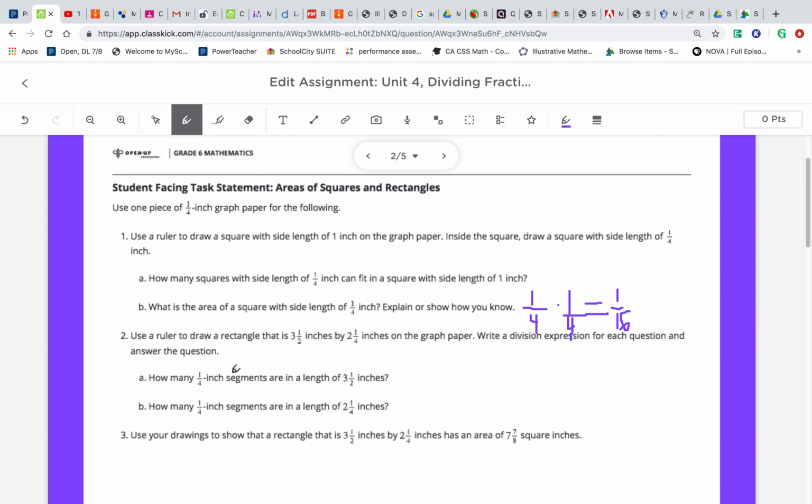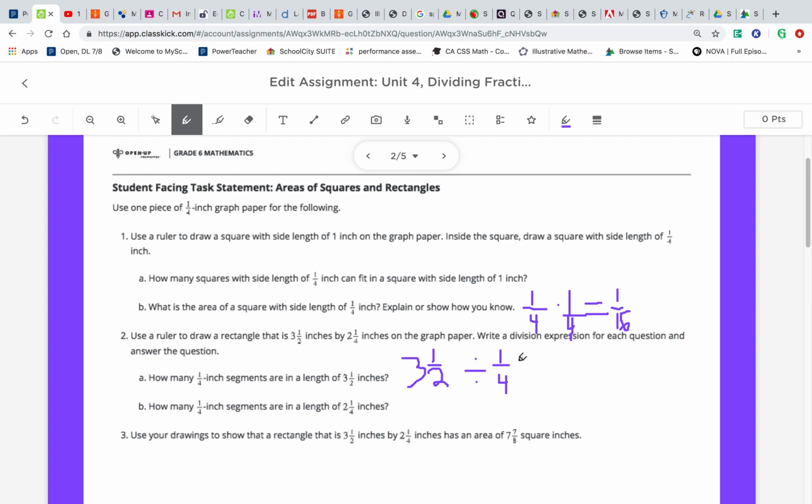How many 1/4 inch segments are in a length of 3.5 inches? Well, what's happening is you're taking the length, the 3.5 inches, and you are splitting it up into segments that are 1/4 inch long. So if we split those up into segments, that means we are dividing. So 3.5 divided by 1/4. The answer to the question would lie in solving this here. So let me show you how to solve it.